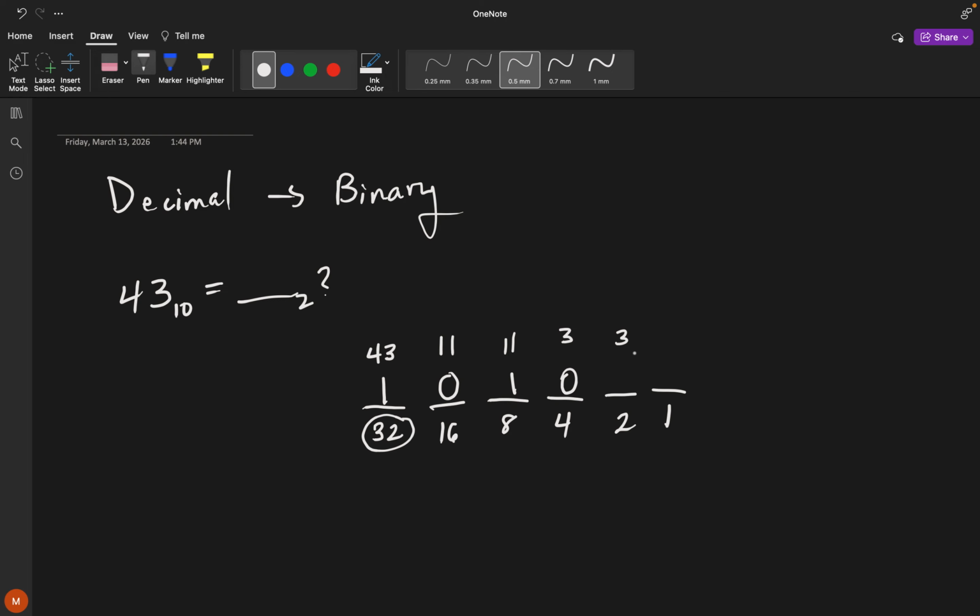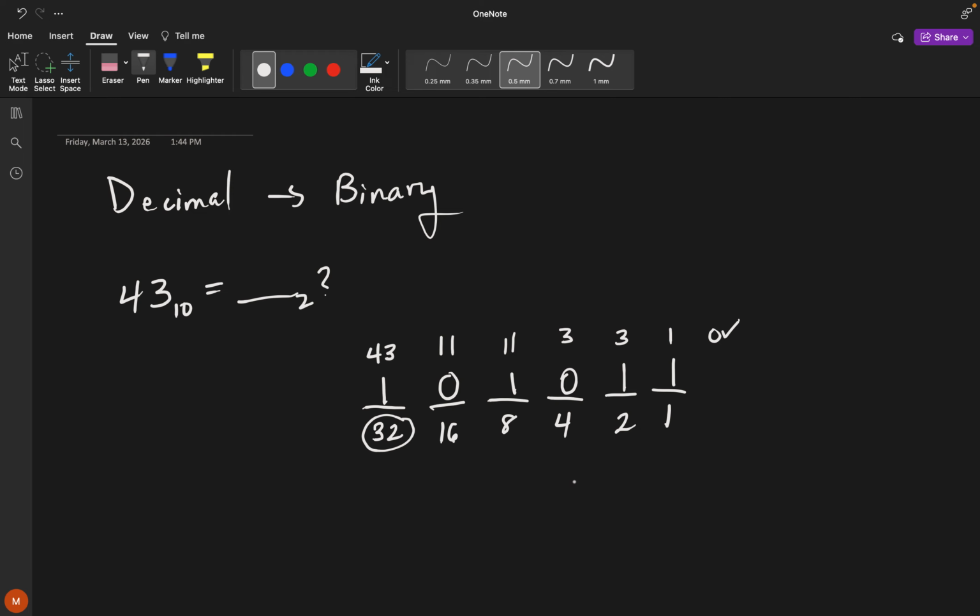Do I need 2 to make 3? Is 2 less than or equal to 3? Yes. 3 minus 2 is 1. So there's 1 still left to find. And of course, just adding 1 will get that. But I can ask that same question. Is 1 less than or equal to 1? Yes. And what's left over? 0, as it should be. Nothing left to convert.